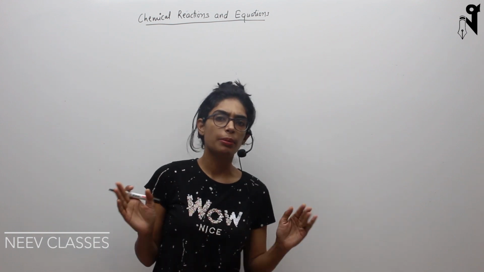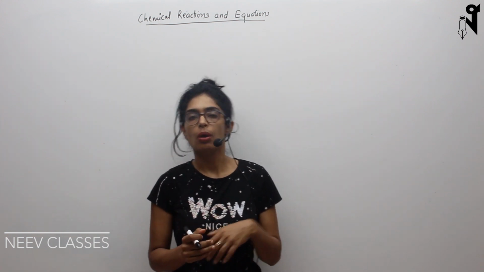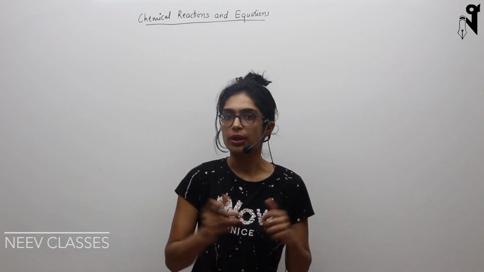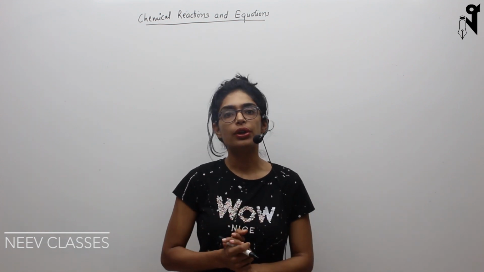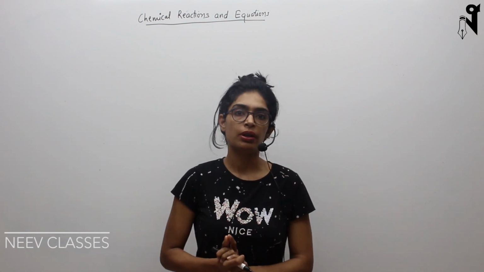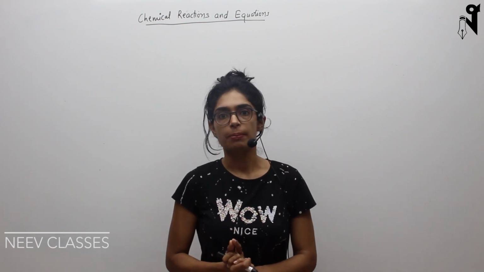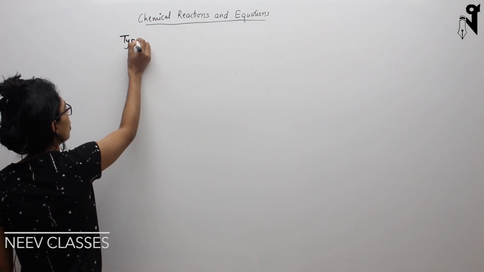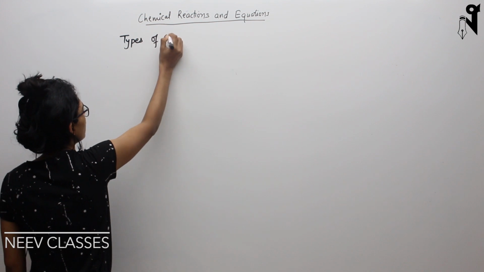So we have already learned the basics of how to write a reaction, how to balance a reaction, and what should be the prerequisites when we are writing a chemical equation. So all these things we have already understood. Now how to implement it and how to analyze all different types of chemical reactions is what we are going to learn today. Okay, so let's start with types of chemical reactions.